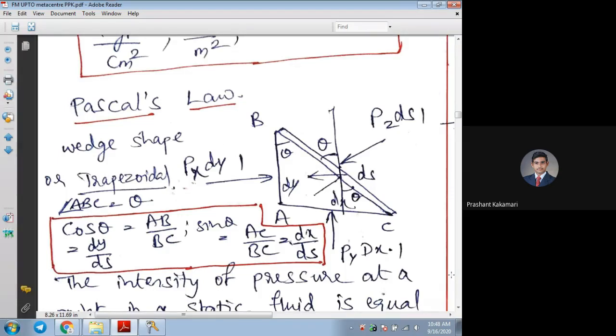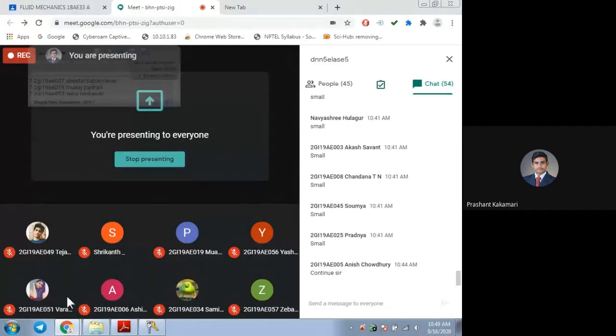And the theta they have defined in different angles. Like cos theta, I can write as AB by BC, adjacent by hypotenuse. Sin theta, all of you know, is opposite by hypotenuse, that is AC by BC, or I can write it as DX by DS. Why? Because AC we are defining in the X direction as DX, and BC in the S direction or Z direction as DZ. And AB by BC for cos theta, you can also write as DY by DS. I think the forces acting in 3 directions and how the theta values are written, you all understood? Yes.